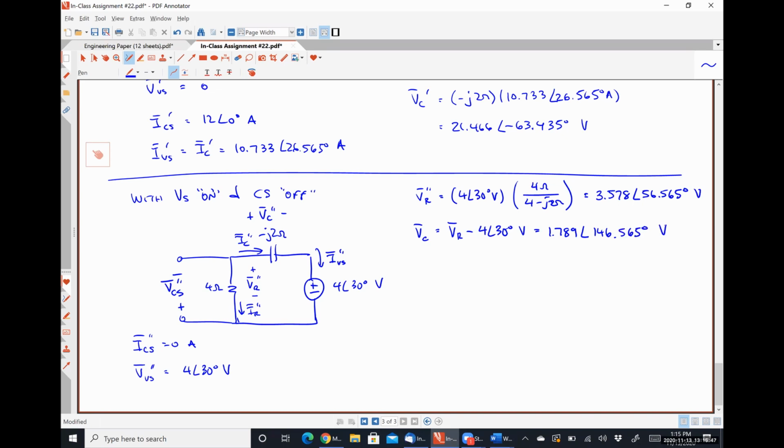Let me double check this equation here so I don't make a mistake later. So I'm saying negative VR plus VC plus 4 angle 30 degrees is equal to 0. So VC is equal to VR minus 4 angle 30. That algebra checks out, right? Okay, just wanted to make sure.